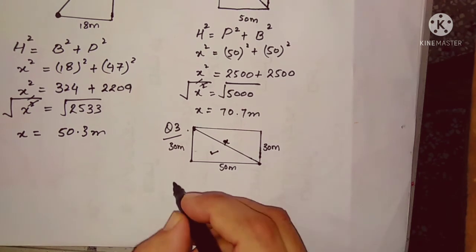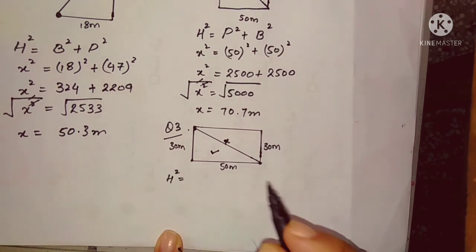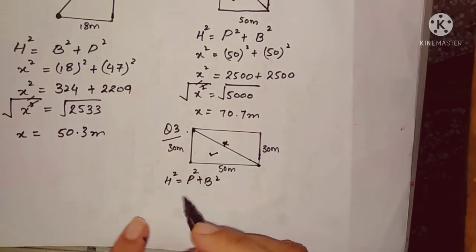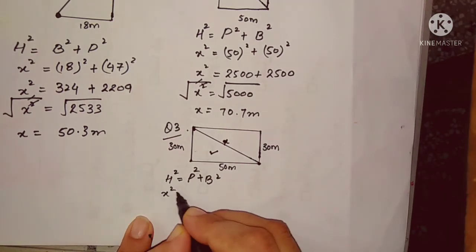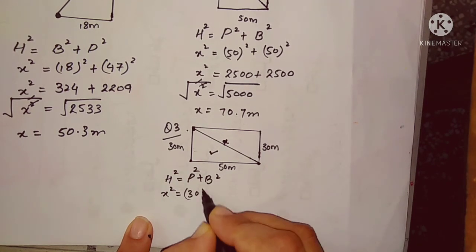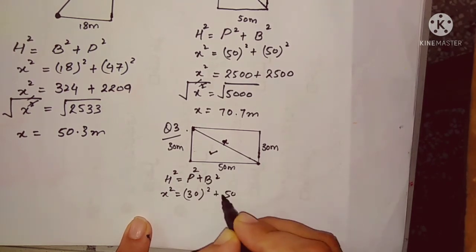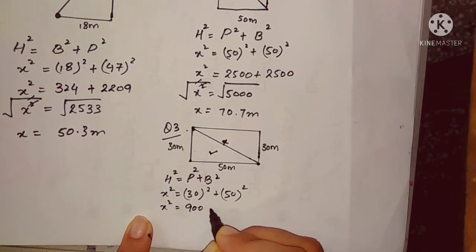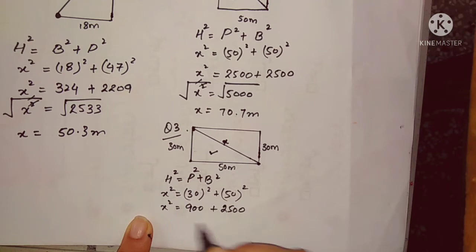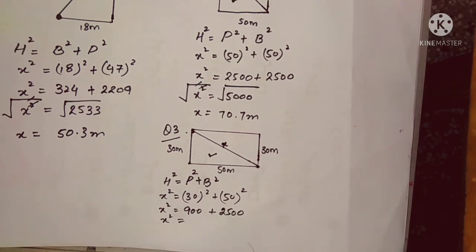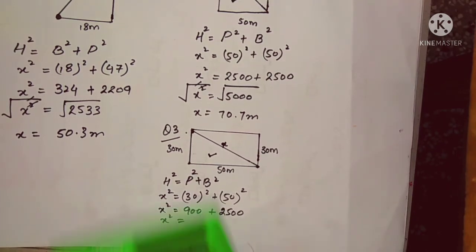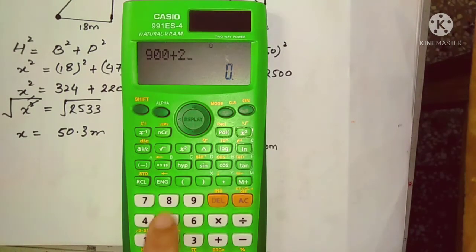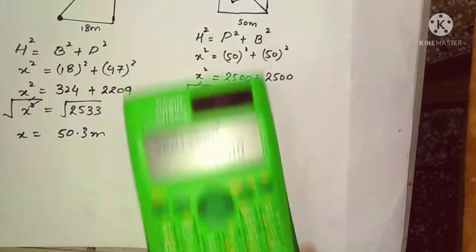Let's do it. Hypotenuse square is equal to perpendicular square plus base square. So hypotenuse is x, so x square will be equal to perpendicular is 30 and base is 50. So x square is equal to 30 square is 900 plus 50 square is 2500. So when I add 900 and 2500, I will get 3400.